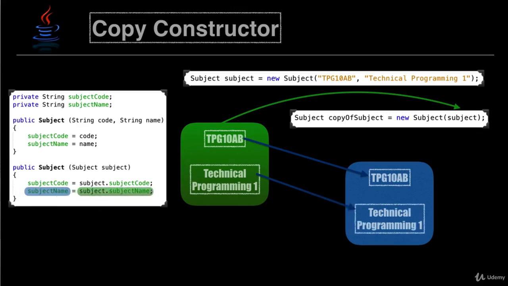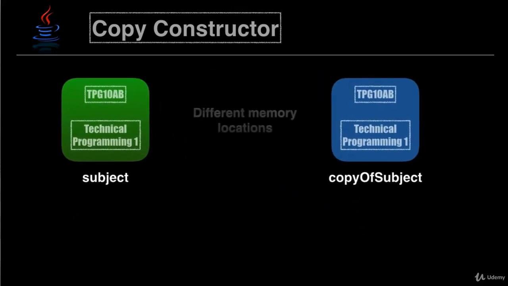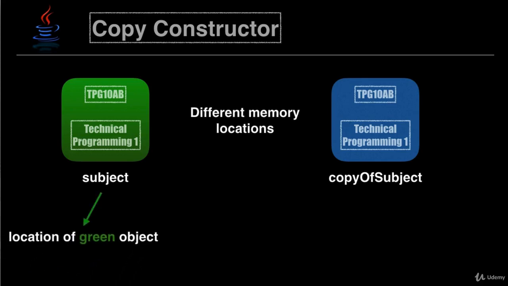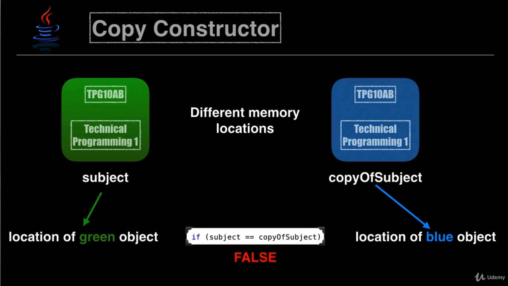It is very important to realize that although these objects are now identical, they exist in memory at two different locations. The subject variable will hold the memory location of the green object, and the copy of subject variable will hold the memory location of the blue object. So if we have the following statement, if subject with two equal signs copy subject, it means that we are testing to see if the memory locations of the objects are the same. In this example, they exist at two different memory locations, so this if statement will result in a false value, even though the two objects are exactly the same.